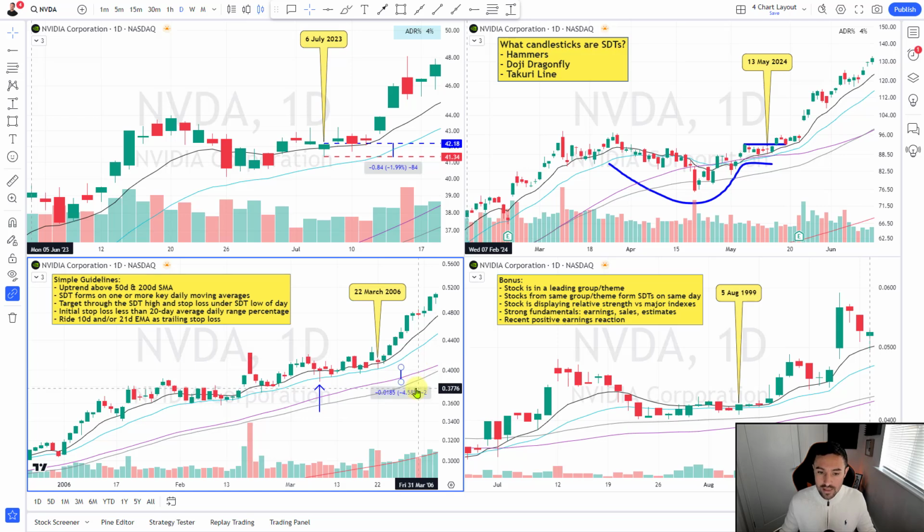If you look at one that then sets up a couple of sessions later, or around about a week or so later, okay, if you were to look at this one here, the initial stop loss is now around about 3%. So that for me would be a better setup. You've also had numerous bounces off the 21-day EMA.